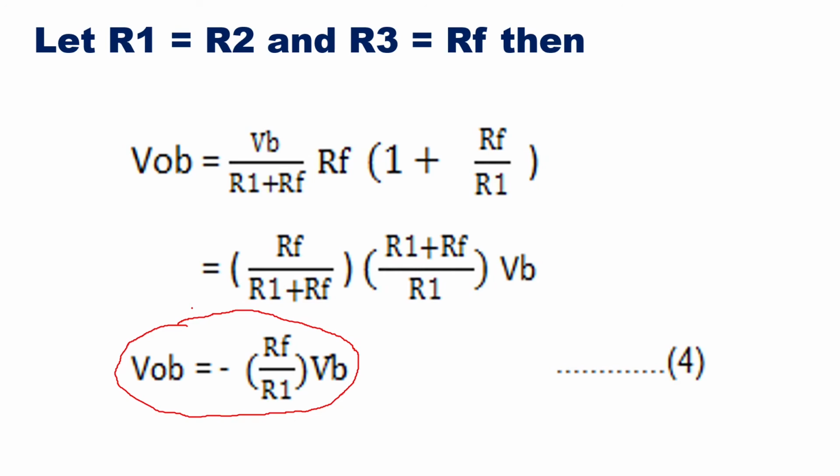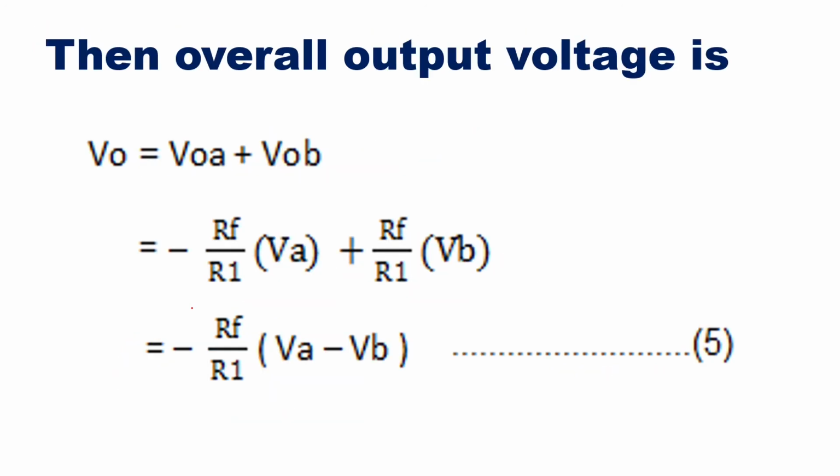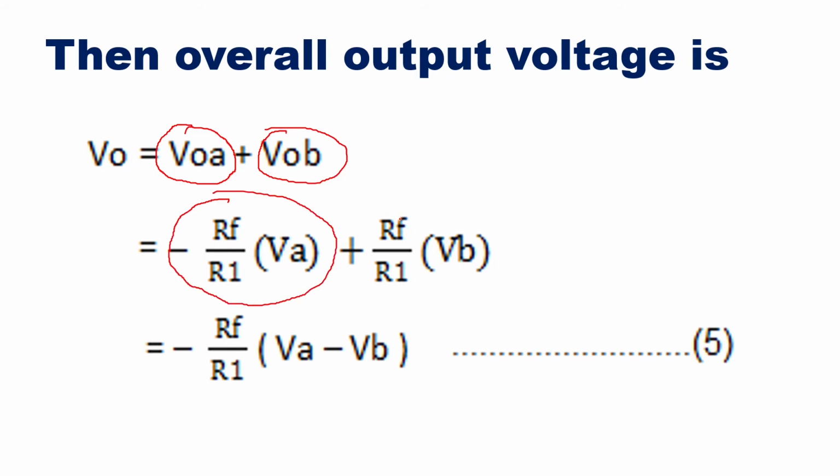Now if you add, here you can see we are adding both individual inputs. This was for the inverting amplifier, this was for the non-inverting amplifier. Both we are adding. For the inverting amplifier, we got minus RF upon R1 into VA. For the non-inverting amplifier, we got RF upon R1 into VB. If you combine them, RF upon R1 will be common, and VA minus VB will give the output voltage. So the output voltage is the difference.